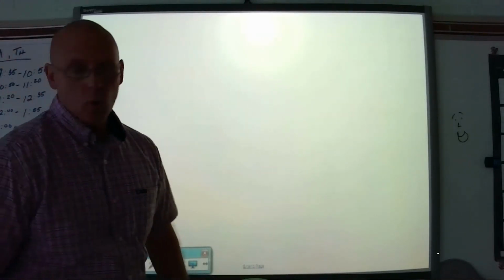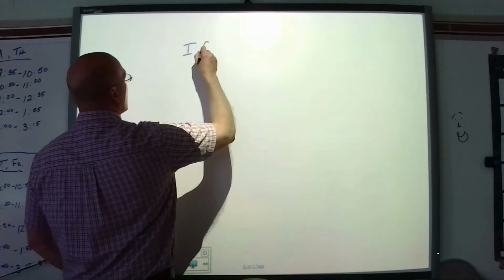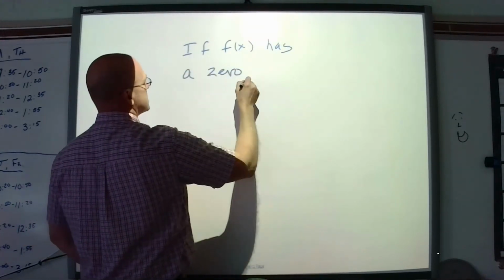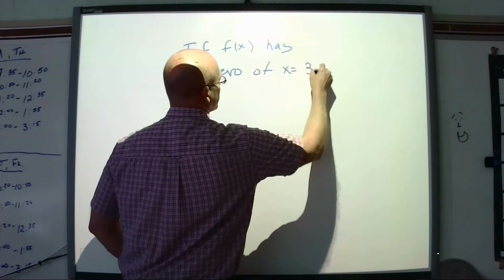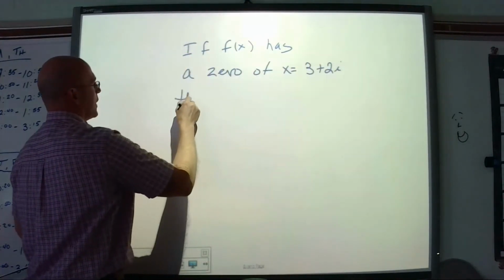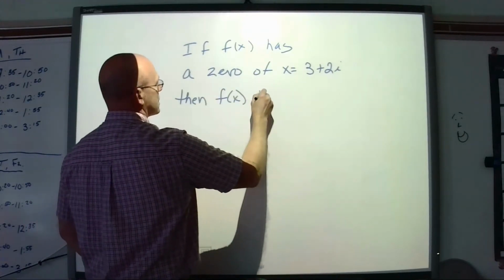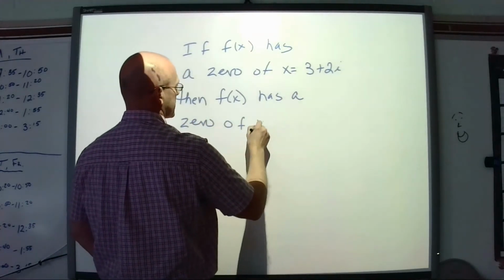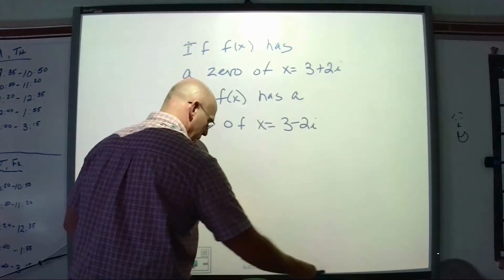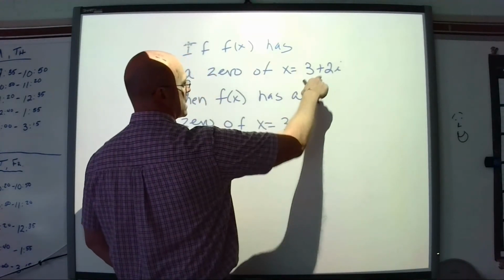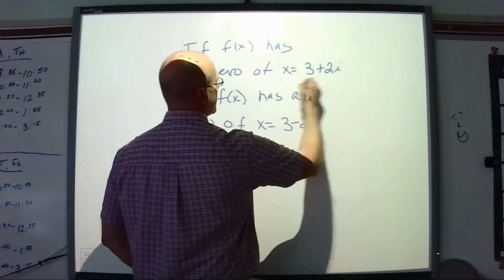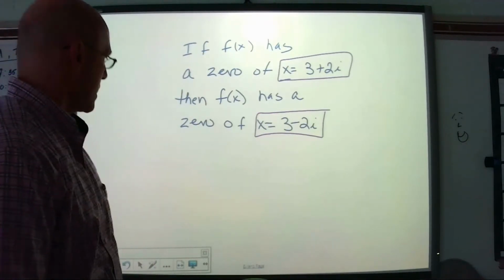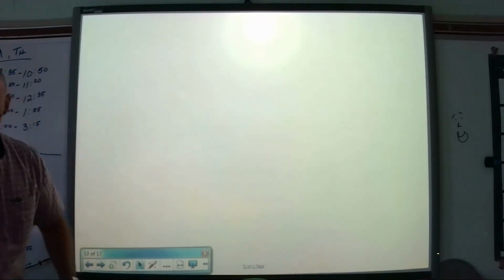All right. So if f of x has a zero of x equals 3 plus 2i, then f of x has a zero of x equals 3 minus 2i. Again, notice the first term, the signs are the same. The second terms, they're additive inverses. Those are complex conjugates. Okay. You guys are doing great. Few more problems and we're almost done.